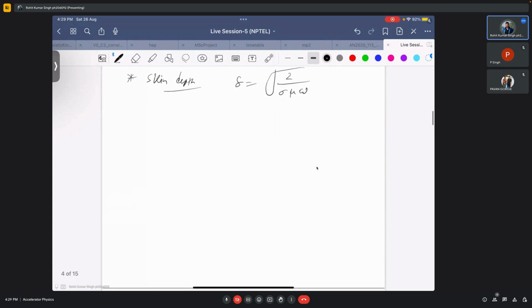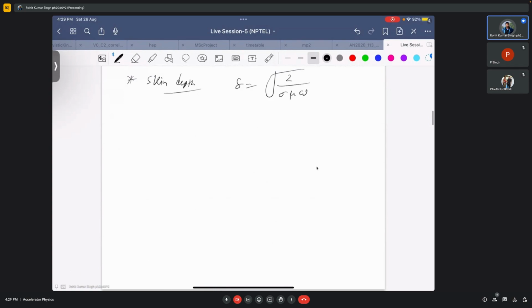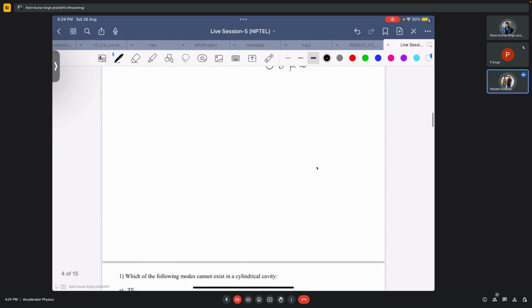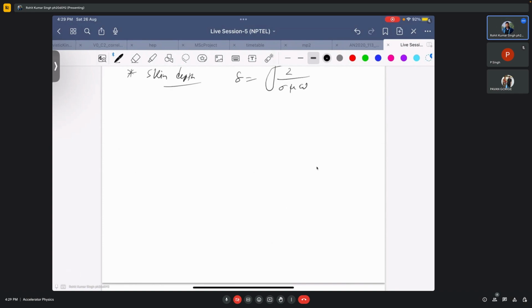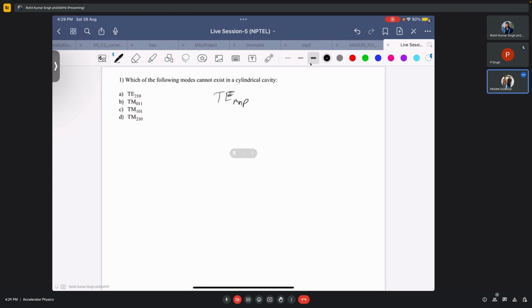Okay, so let's go with some exercises based on these simple concepts. Maybe you need to go through the lectures again to understand everything in detail, but I'll just go through some exercises. These are very easy exercises. So just as I discussed, can you tell me which of the following modes cannot exist in a cylindrical cavity? There are some modes here. Like I said, there are three parameters, m, n and p. There are four options. Do you have any idea which will not exist in a cylindrical cavity and which will? So yeah, but how can we determine?